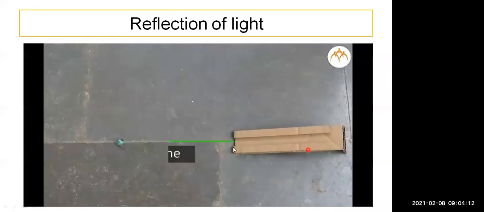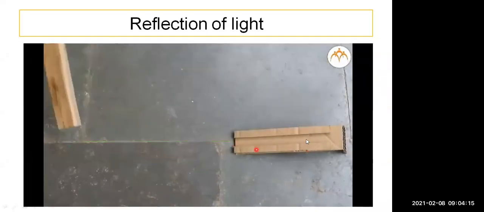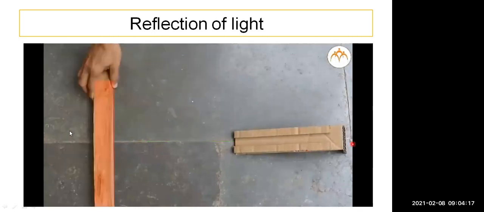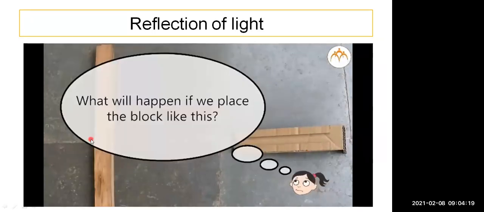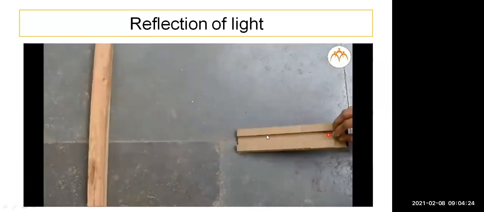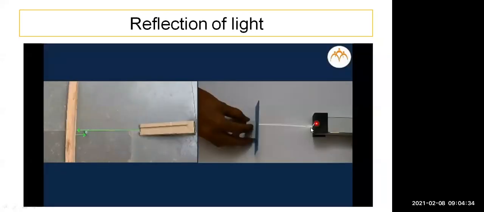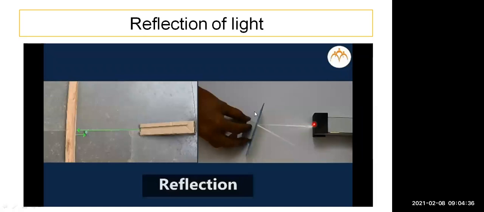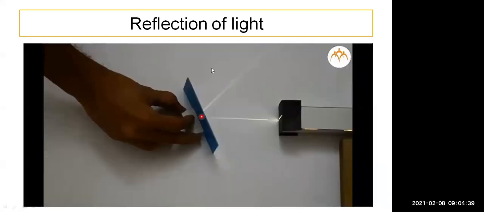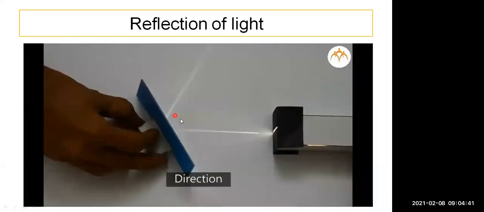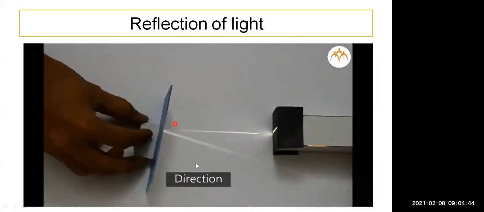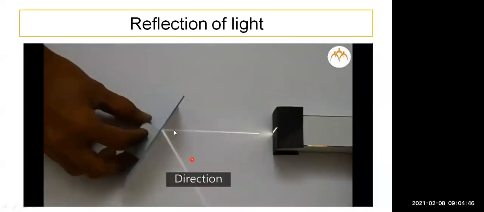Now, if there is nothing in between, the ball is going to move, the marble is going to move. But if we place a block in between, what will happen? It will strike the block, and then it will come back. Similarly, if you emit light from the source on a mirror, what will happen? It will again reflect back. The light is reflected back from the mirror. This is called the reflection of light.